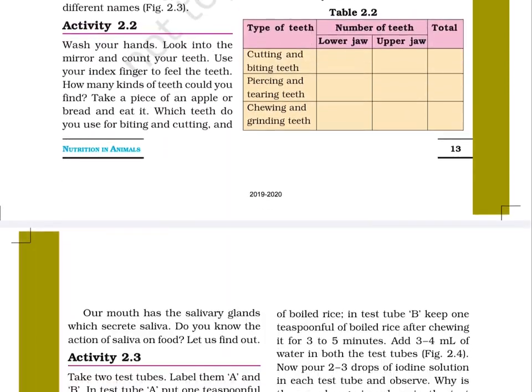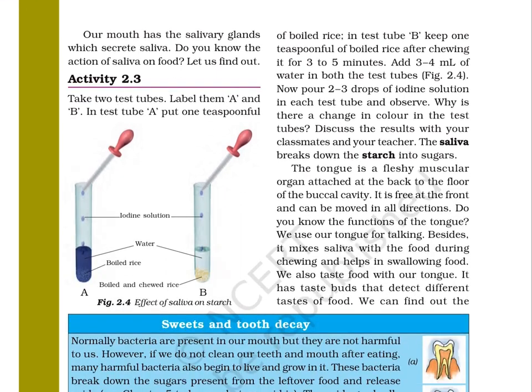Page 14. Our mouth has the salivary glands which secrete saliva. Do you know the action of saliva on food? Let us find out. Activity 2.3. Take 2 test tubes. Label them A and B. In test tube A, put 1 teaspoon of boiled rice. In test tube B, keep 1 teaspoon of boiled rice after chewing it for 3 to 5 minutes.